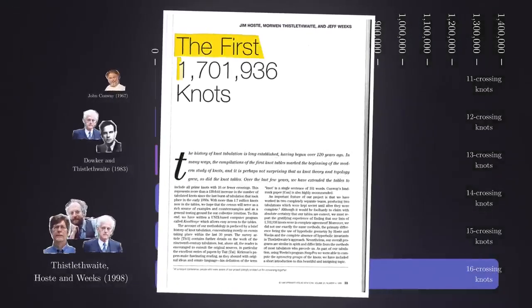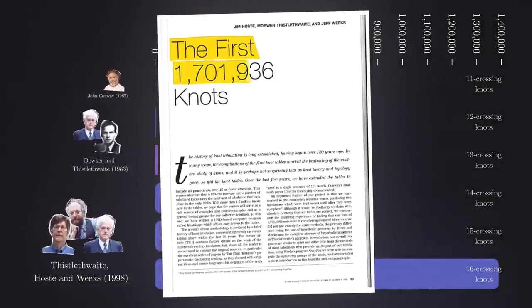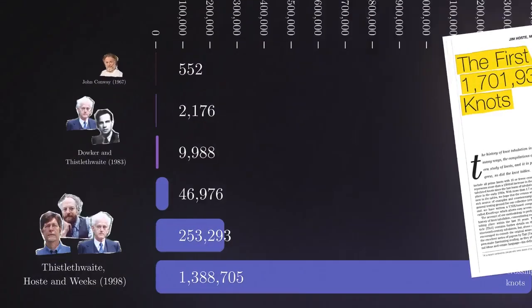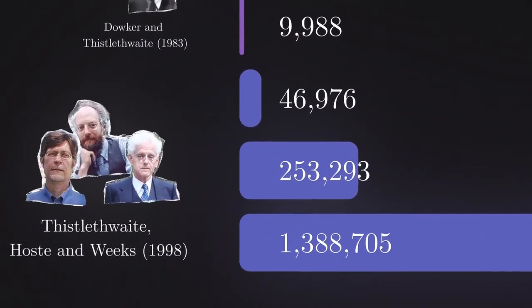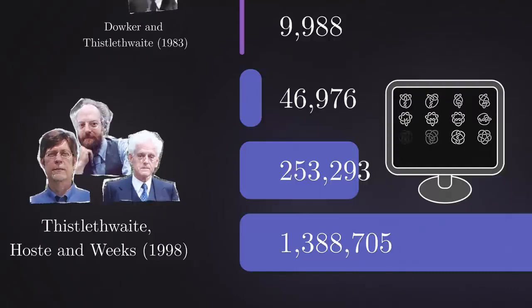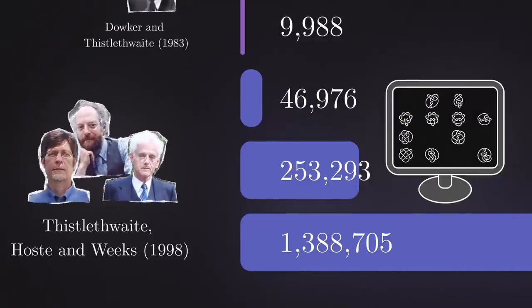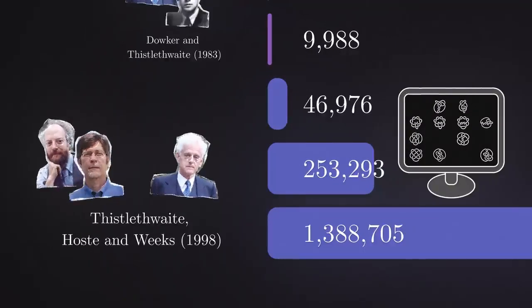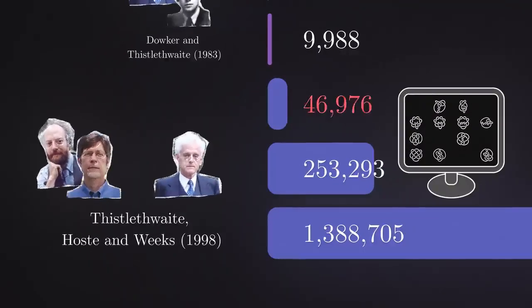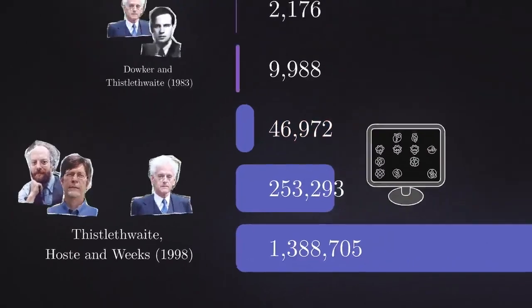The First 1,701,936 Knots. The method they used is still the one used today, employing a computer to list all possible knots and then using invariants to weed out duplicates. They split into 2 teams and cross-checked their results, aligning perfectly on all but 4 knots on their first try.